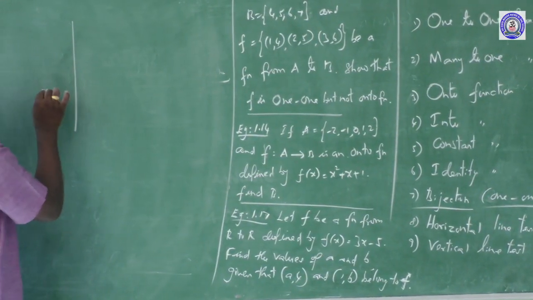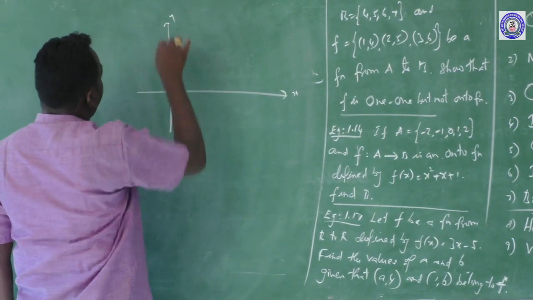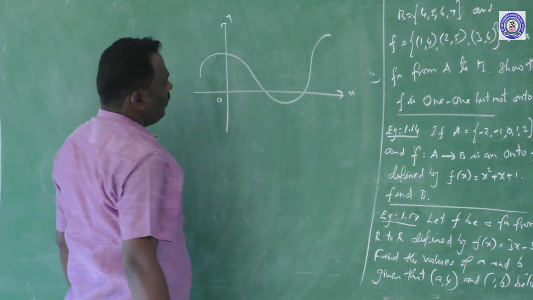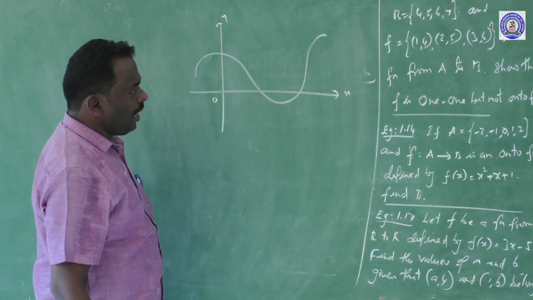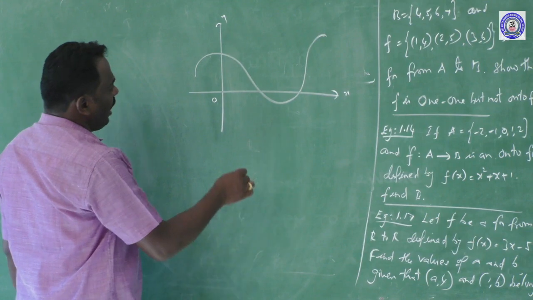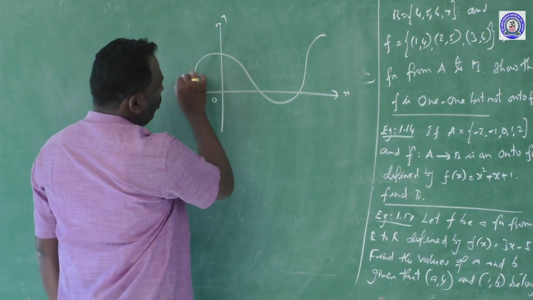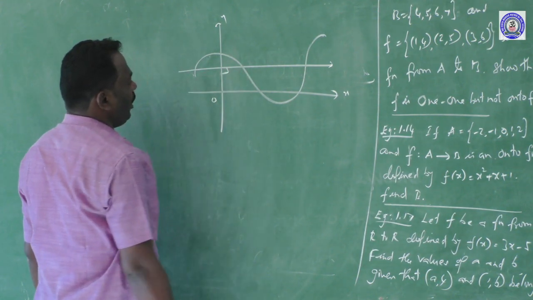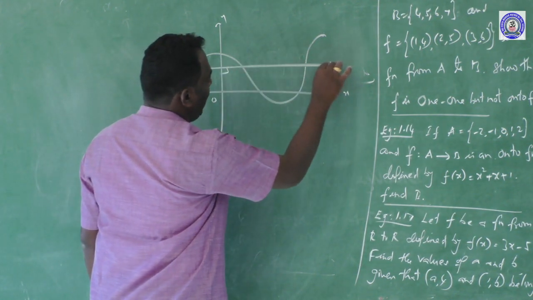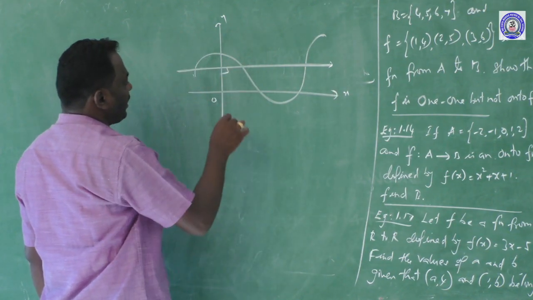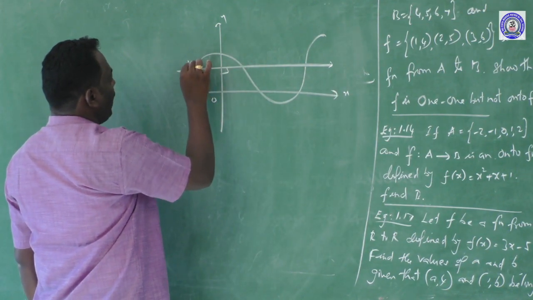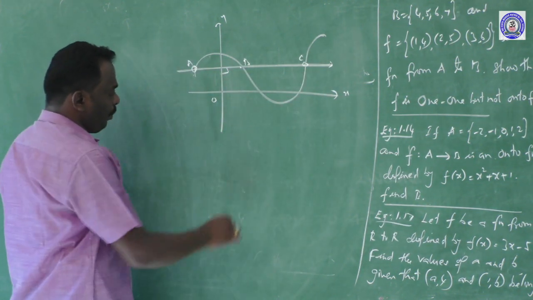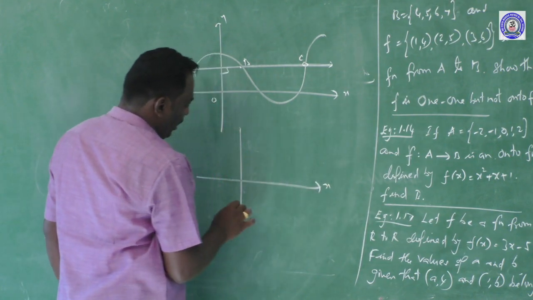Next, the horizontal line test and the vertical line test. Suppose we take any curve like this. Now we apply the horizontal test. Draw a horizontal line parallel to the x-axis, making 90 degrees with the y-axis. At how many points does this line intersect the curve? A, B, and C: three points.